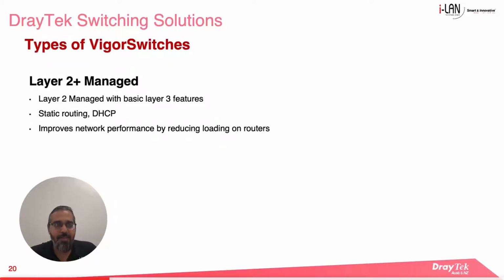The next step up is Layer 2 Plus managed WiGA switches. These switches include basic Layer 3 features such as static routing and DHCP. They are suitable for large networks and can improve network performance by handling local routing as well as DHCP services, thereby reducing load on the internet router.